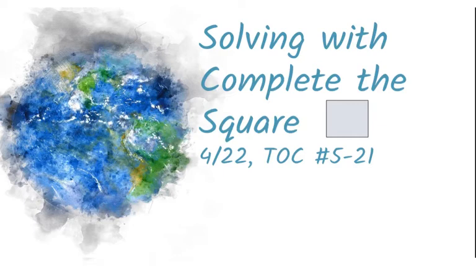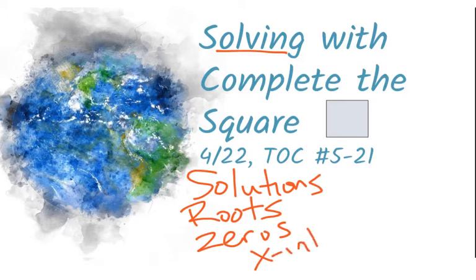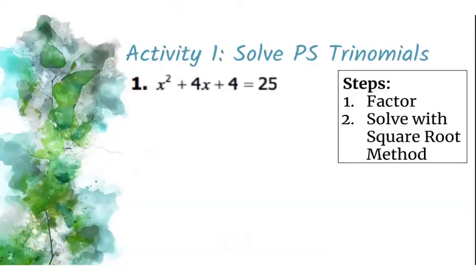So we're still solving, right? Anytime you see solving when it comes to quadratics, we're talking about solutions, roots. Try and think of the other names before I write them down. Zeros and x-intercepts. Right? Those are all the same words for I just want to solve for x. Okay? All right, so let's figure out what this means.